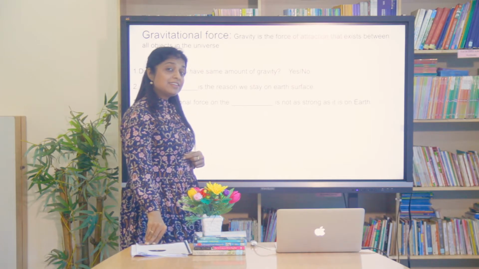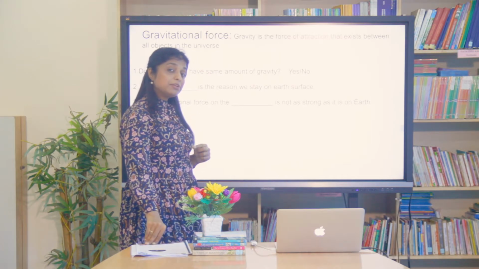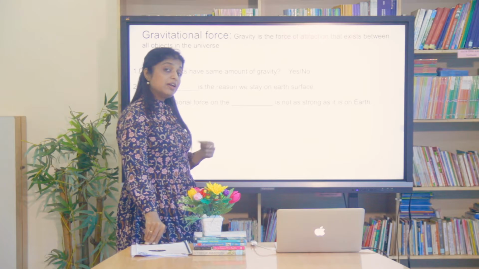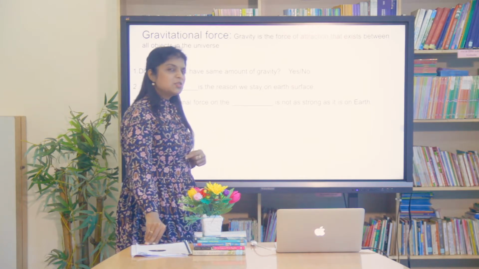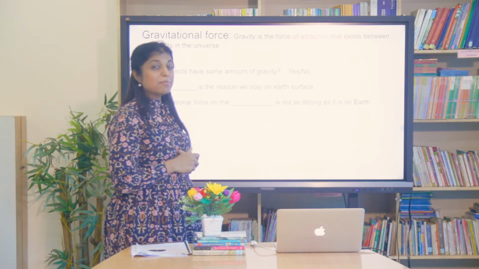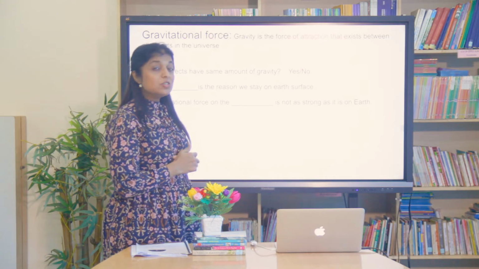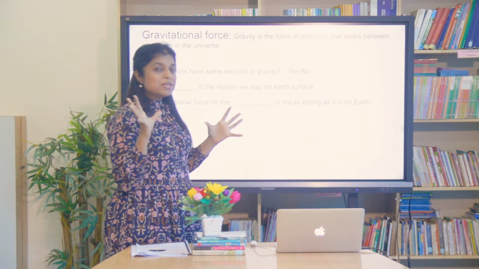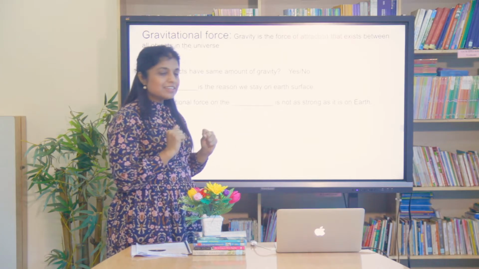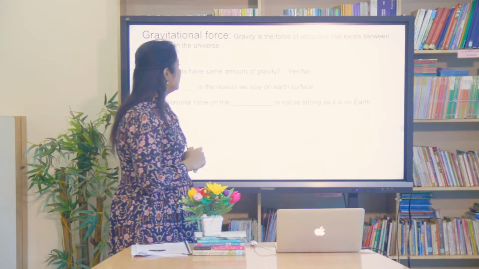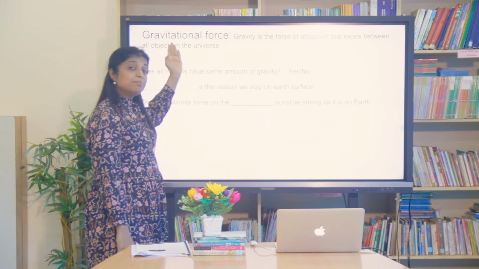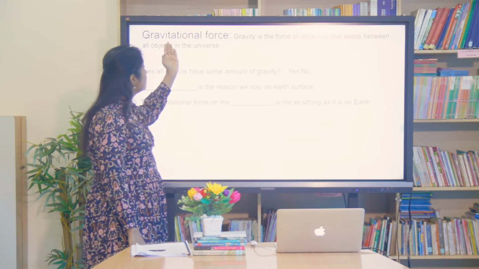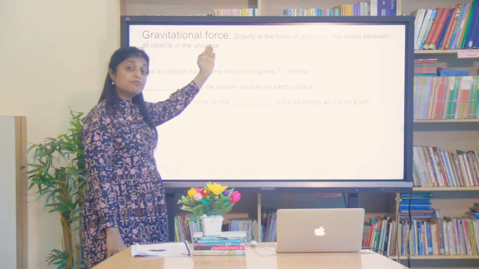Before I start explaining a bit about gravity and a few more terms like mass and weight, I just want to check how much you remember, okay? Because in the holidays you eat a lot, so maybe you've forgotten a lot of things. So I just want to check your memory. Can we read about this? Gravitational force.